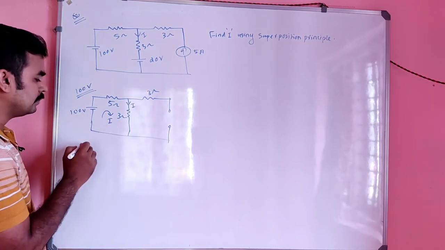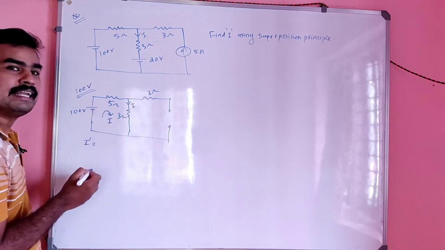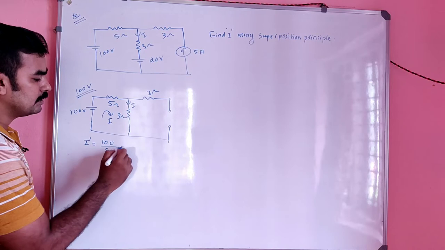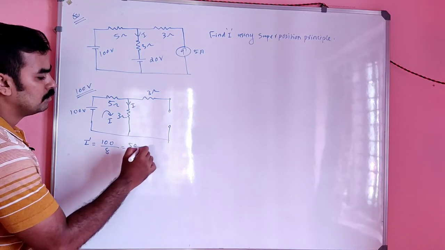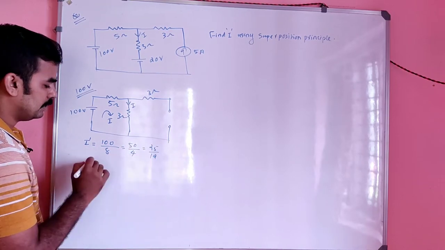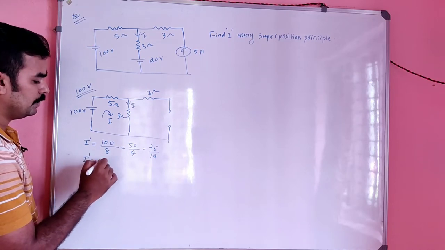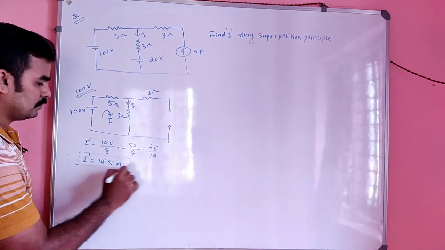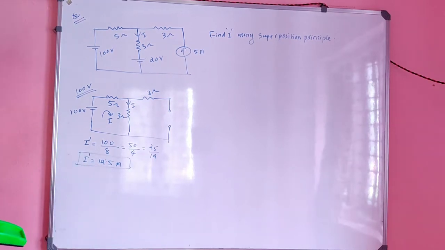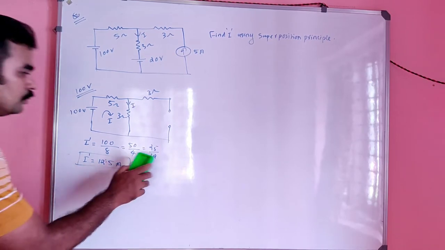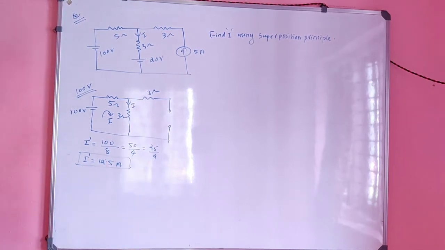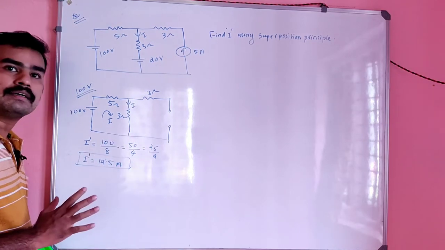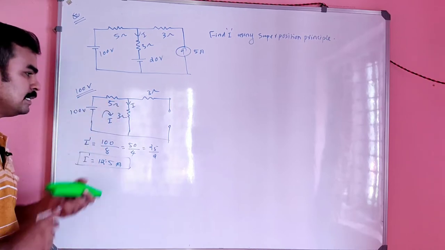So that I, let it be I dash. I dash will be equal to 100 divided by 5 plus 3, that is 8. It is equal to 50 by 4, or 25 by 2, which is nothing but 12.5 ampere. Is it clear? So now you got the value of I dash, for the first case.